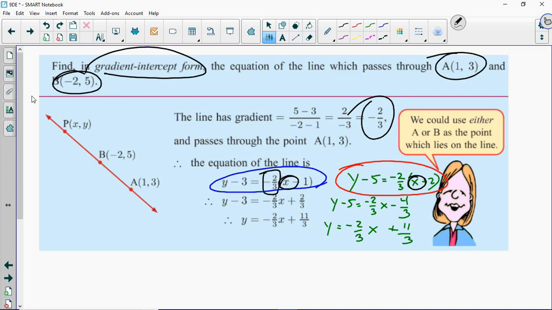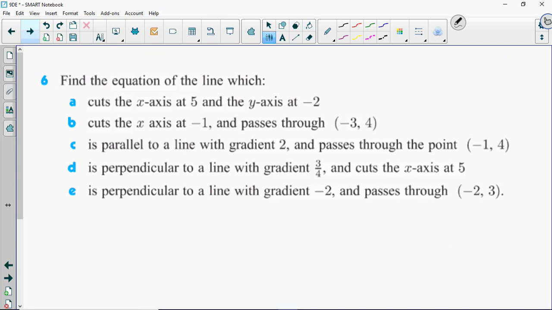Now I'm going to look at a few more examples. I'm not going to do all of these, but I'm going to do the first few steps of each one. The remaining steps would have been just like the examples we just saw. I want to look at these because these each have an added element of vocabulary that we need to think about. So in this first example, letter A, we're told that the line cuts the x-axis.